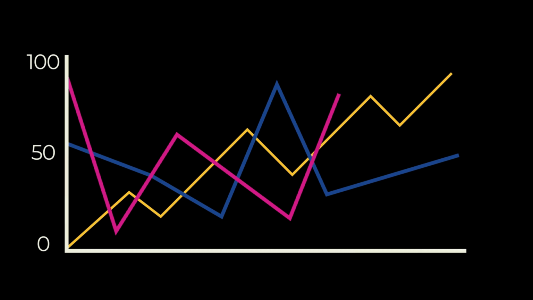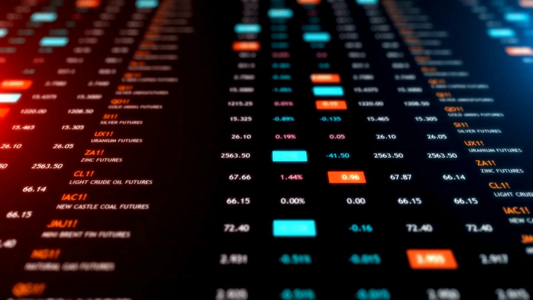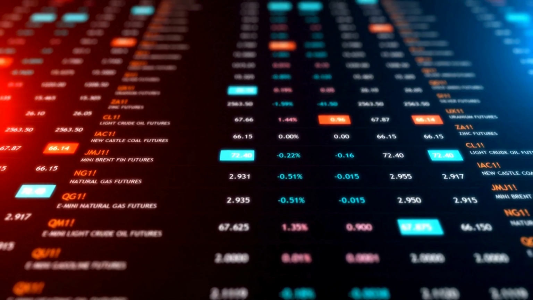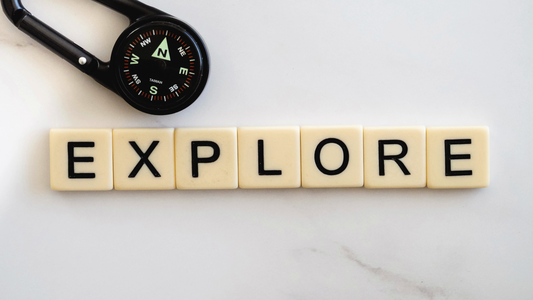You won't believe how these trading tools can protect your investments from market volatility. Curious about how futures and options are used in real life? Let's explore some practical examples.